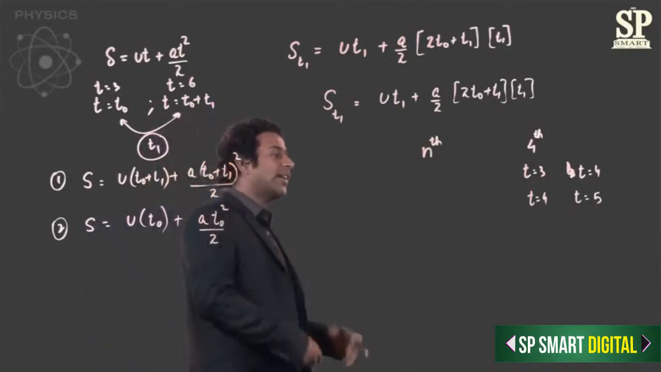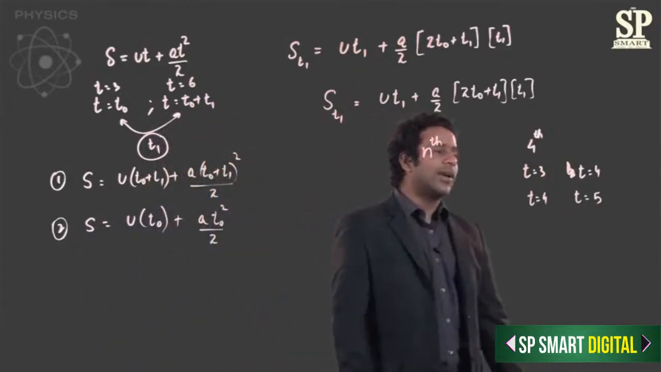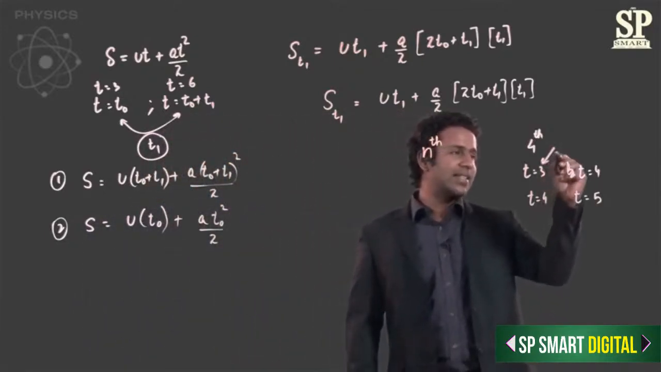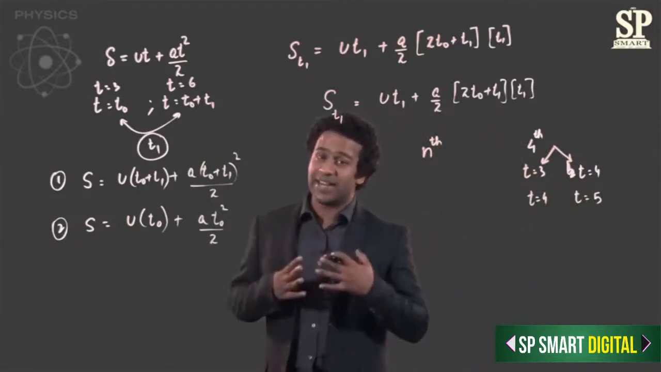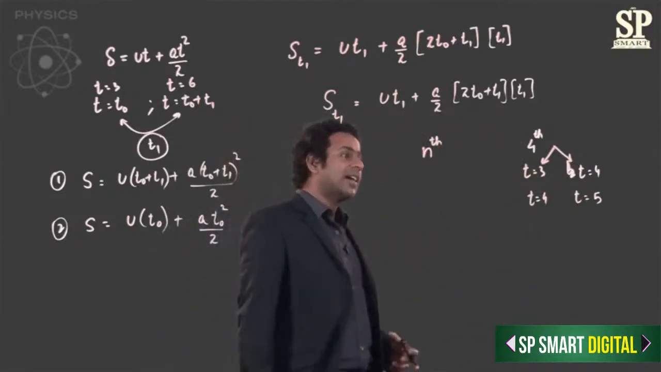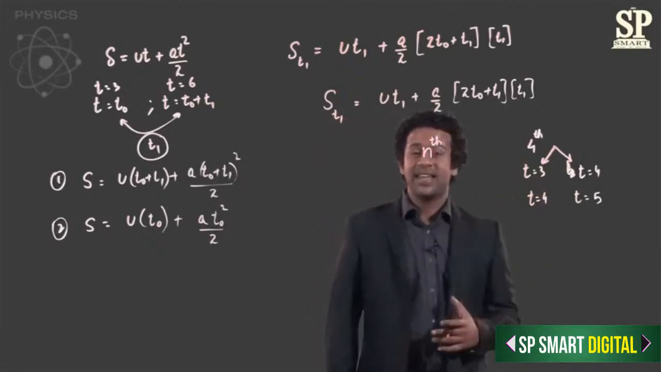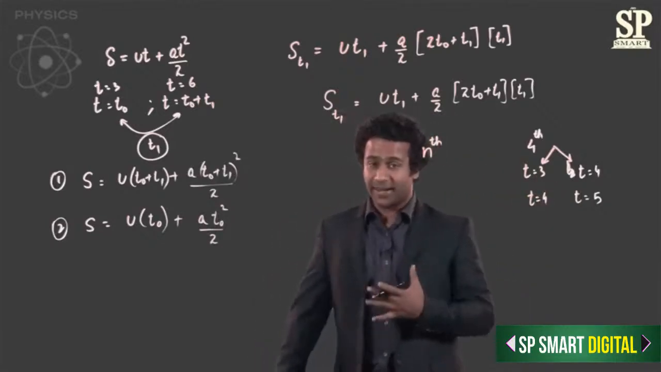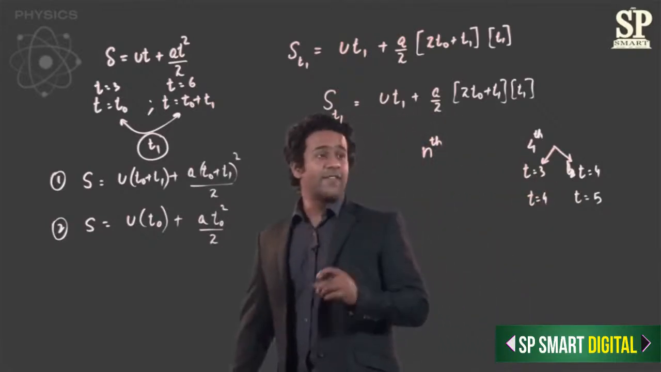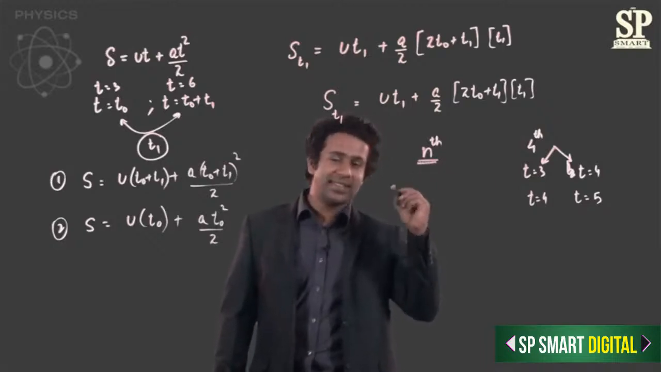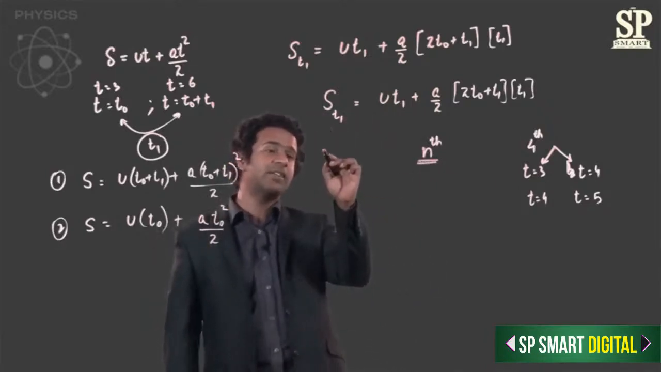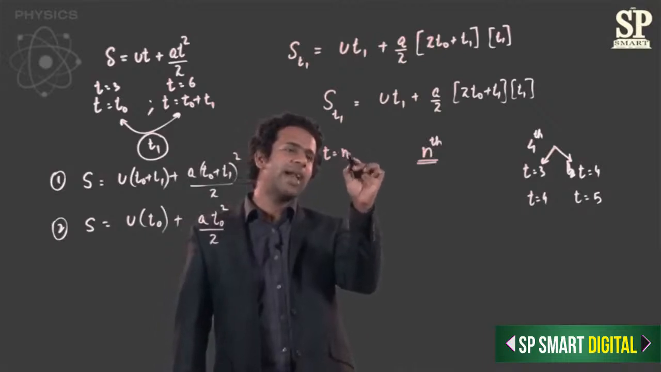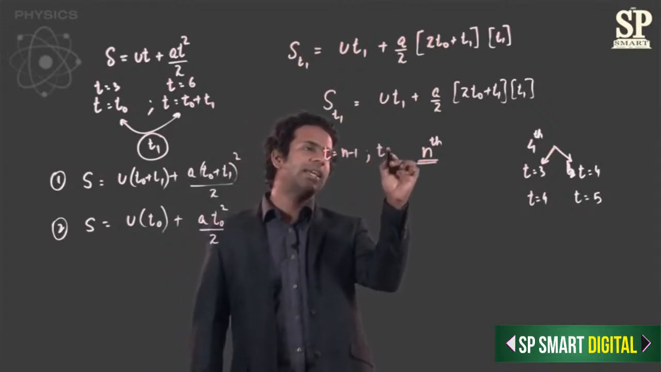Well, if you think about it a little hard, you can easily figure out that this t equal to 3 to t equal to 4 is the interval when the fourth second is on. In fact, t equal to 4 signifies the end of the fourth second. So, if we have to think about the nth second, then we are basically interested in an interval of t equal to n minus 1 to t equal to n.